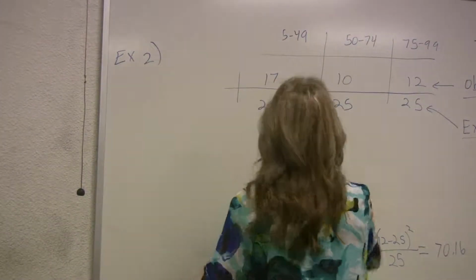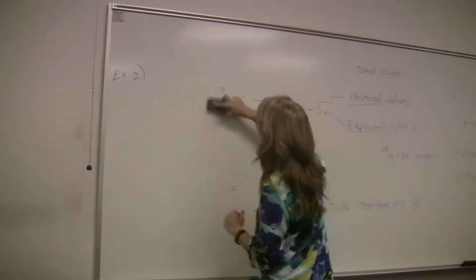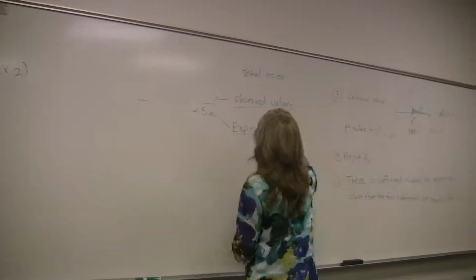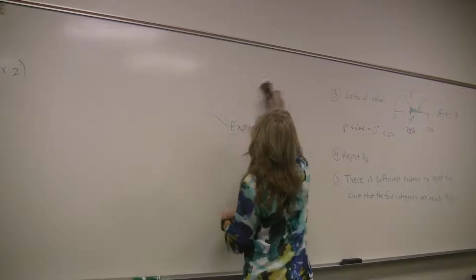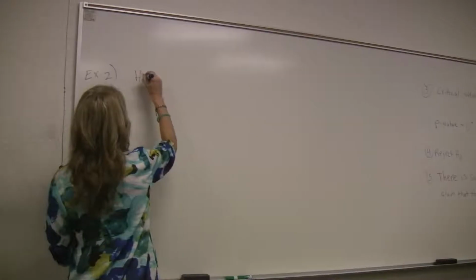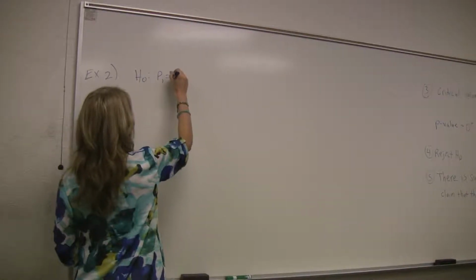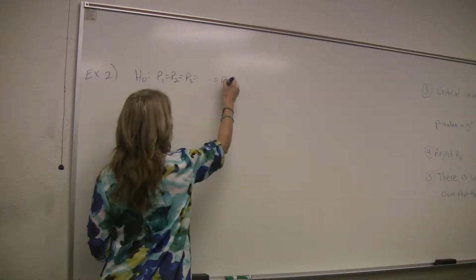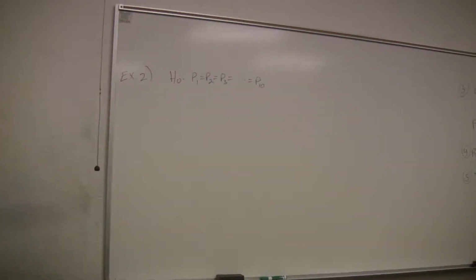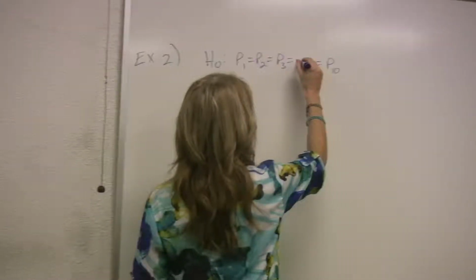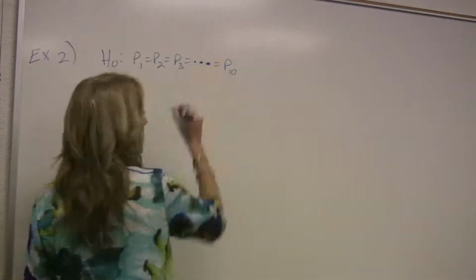What do I write for the claim? You do the whole P1 equals P2 equals P3. Yeah, all the way to P10. I'll show you a little shorthand for not writing them all out. It is saying that all 10 are equally likely. So we say P1 equals P2 equals P3 equals ... equals P10. That pretty much implies that all 10 of them are equal. Put some little dots in there. That's the claim, that they're all equally likely.